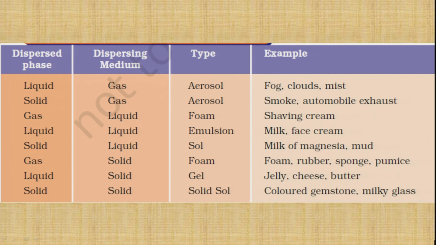So depending on the physical state, we can have 8 different types of colloidal solution. The table of those colloidal solutions is given on your screen, and it is very important to remember the type, the dispersed phase and the dispersing medium.